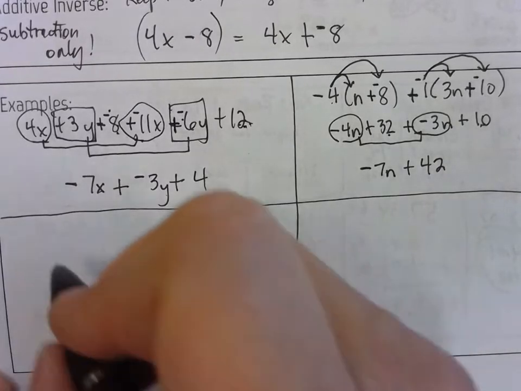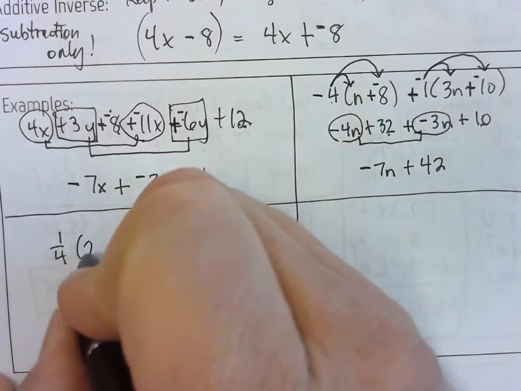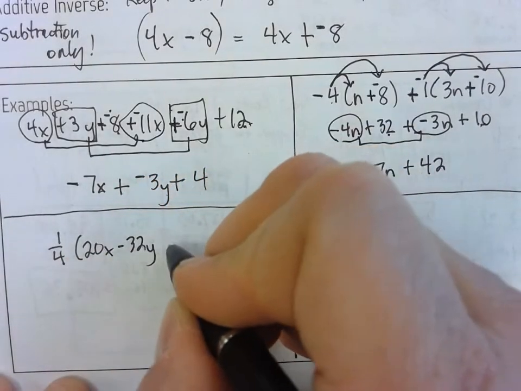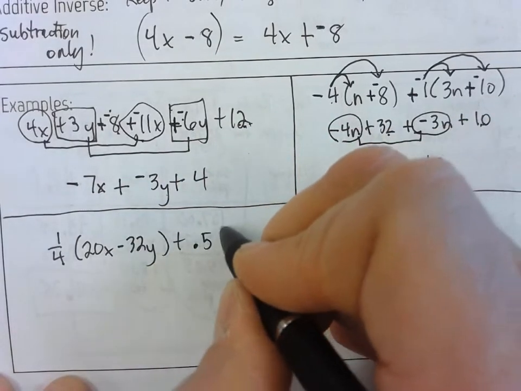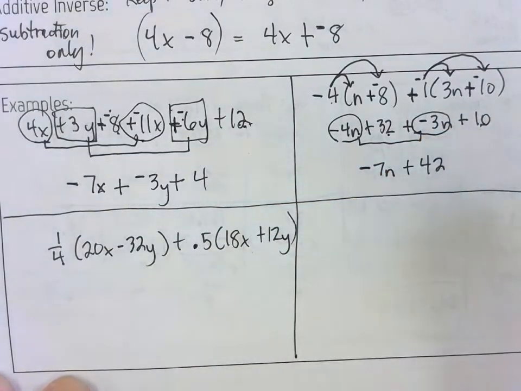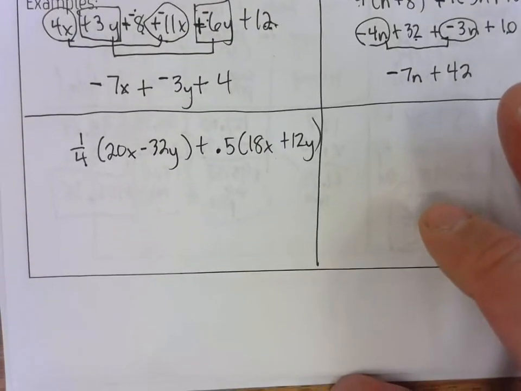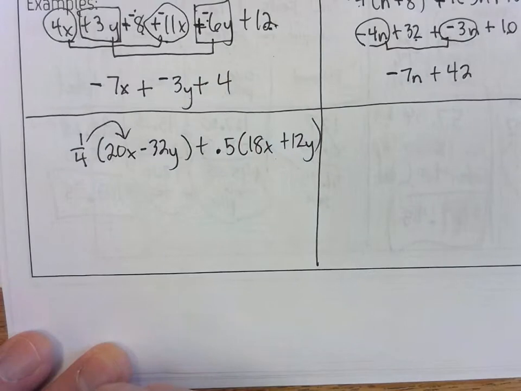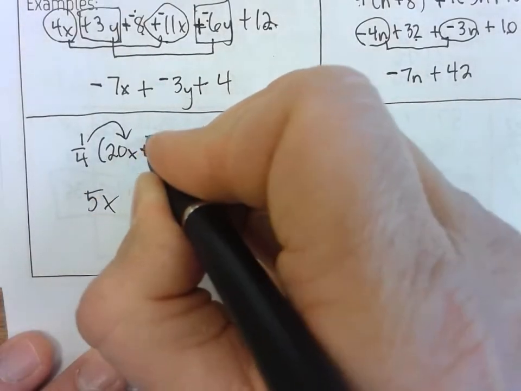All right, let's do one that's got a decimal and a fraction. Let's do a fourth, and then 20x minus 32y plus 0.5, 18x plus 12y. Can you see that all right? Let me move it down just a hair. Okay. So a fourth of 20, that would be 20 divided by 4. That would be 5x. Then right there I can do a little additive inverse on that.